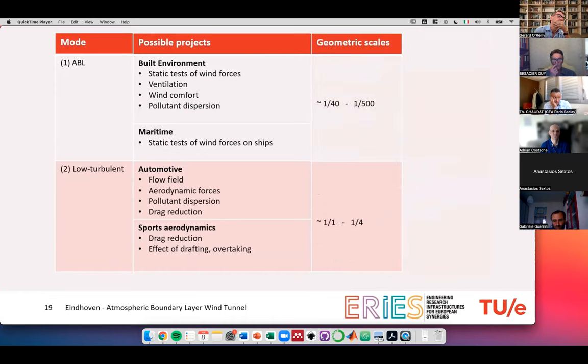Of interest for you, I thought, is also which possible scales we test in our wind tunnel. So for the ABL, we usually test at scales 1 to 40, if the large scale turbulent structures are not necessarily relevant for the parameter of interest, or up to 1 over 500. Then for the low turbulent part, obviously, as I mentioned, we can test full scale people or anything that fits within the open section width and height wise. But if we have multiple objects like the cyclists or smaller cars, then we usually apply a scale of 1 over 4.